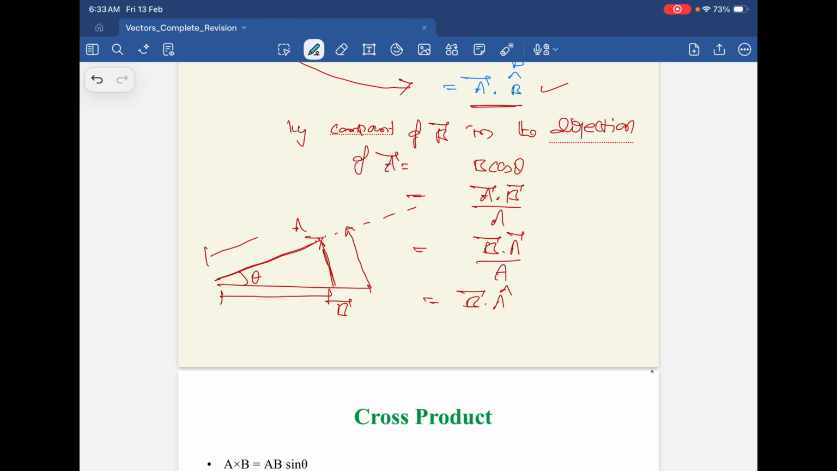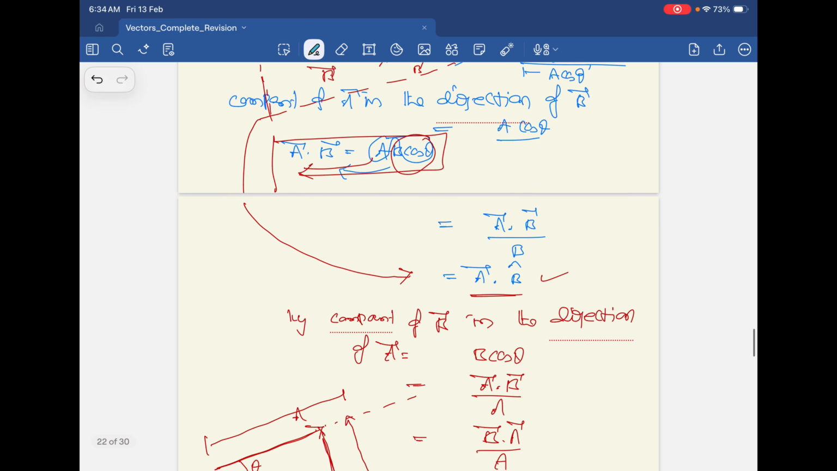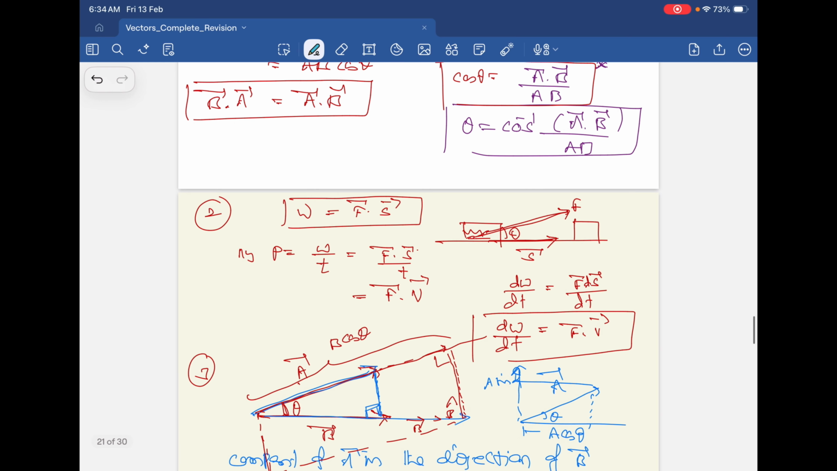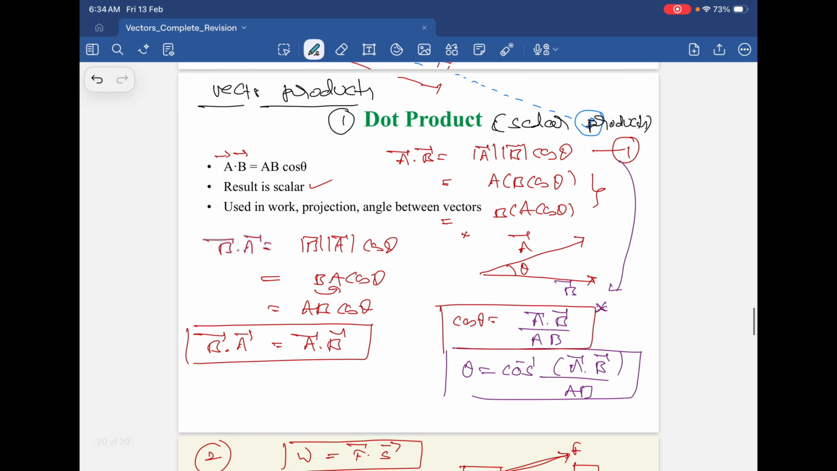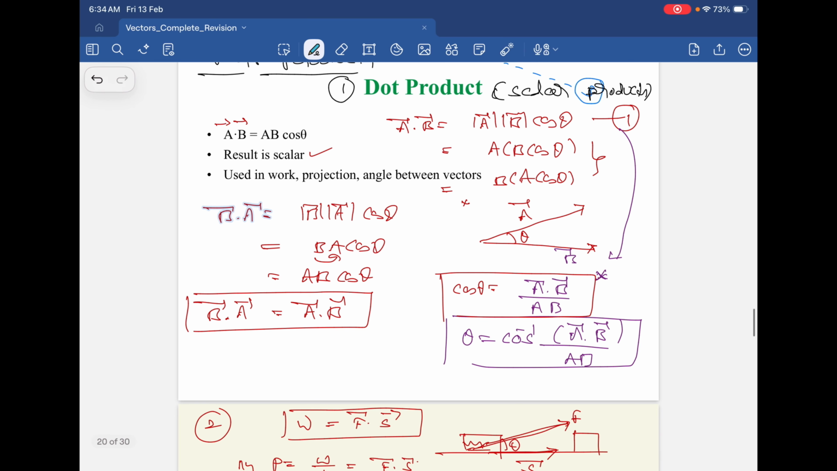This intercepting length is called what? Component of B in the direction of A. So A cap, so B bar dot A cap. This is how we resolve the vectors into what? Its components, X component, Y component, okay? And from the dot product, we found the value of the component of B in the direction of A: A bar dot B cap, and the component of B in the direction of A: B bar dot A cap, okay?